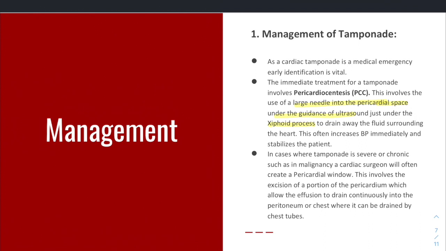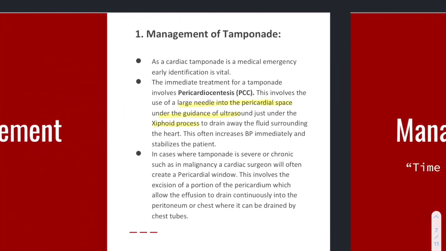And then there's this other mechanism where, for really severe or malignant tamponades, you can create a pericardial window, and that is the excision of a portion of the pericardium that allows continuous drainage of the fluid that's built up either into the peritoneum or into the thorax, and then you can drain via chest tubes instead of directly puncturing the pericardium itself.